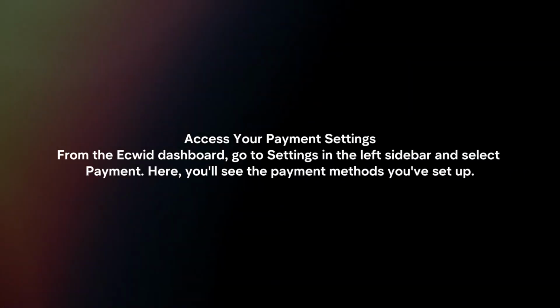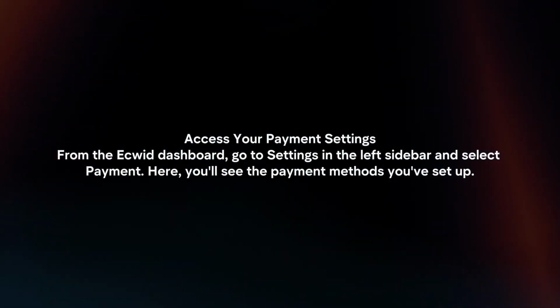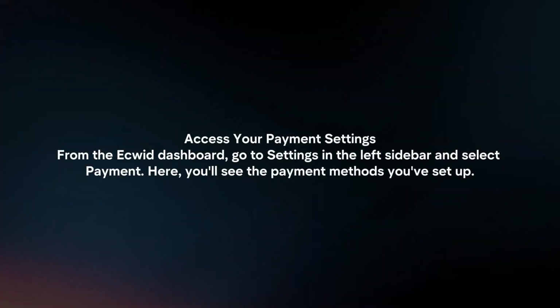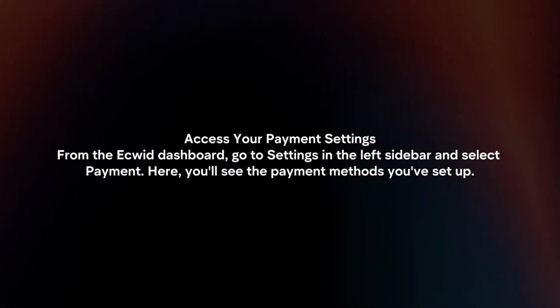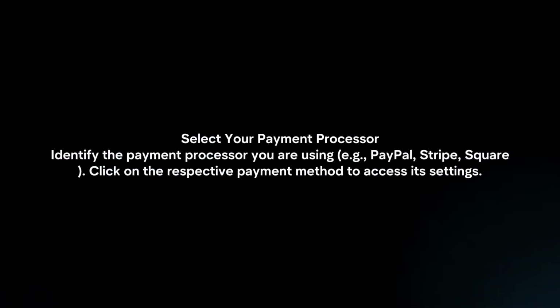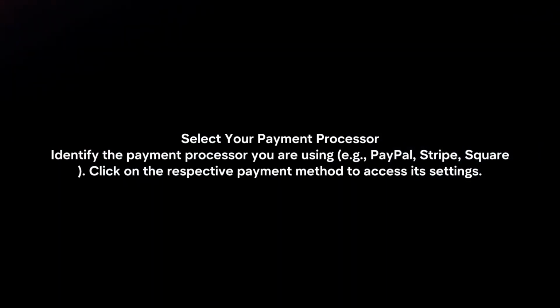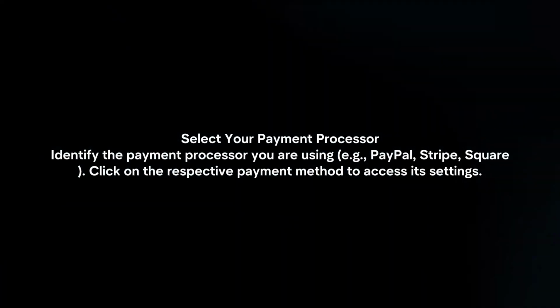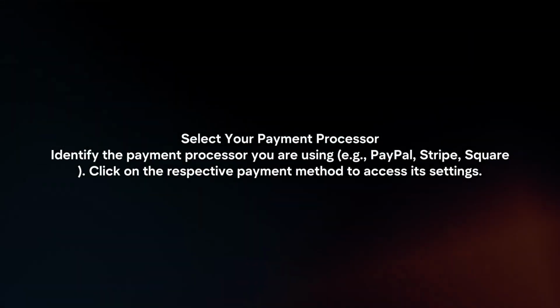Access your payment settings. From the Ecwid dashboard, go to Settings in the left sidebar and select Payment. Here, you will see the payment methods you've set up. Select your payment processor. Identify the payment processor you're using. Click on the respective payment method to access its settings.